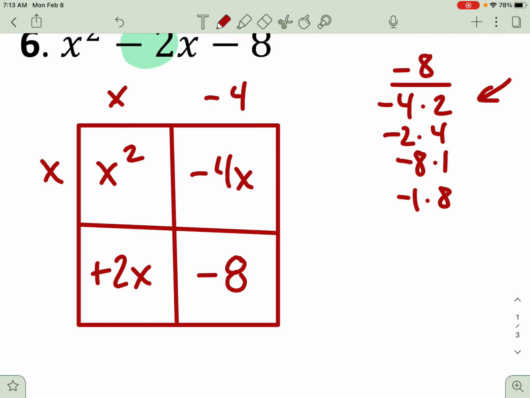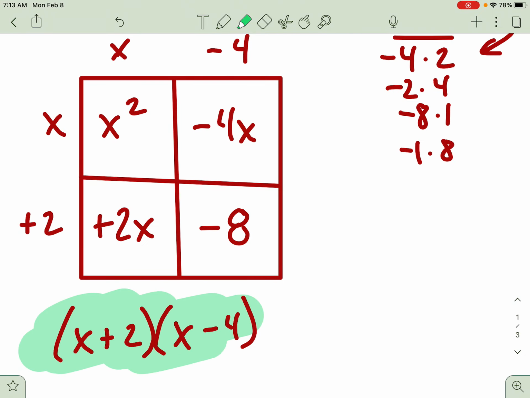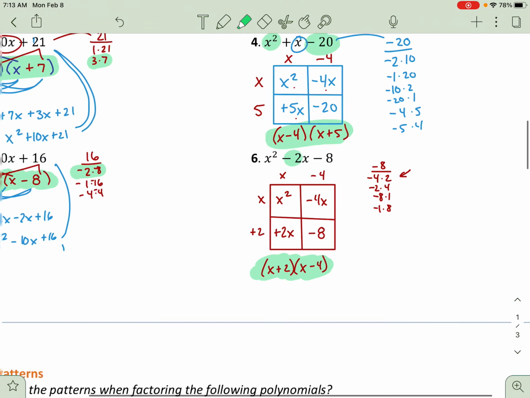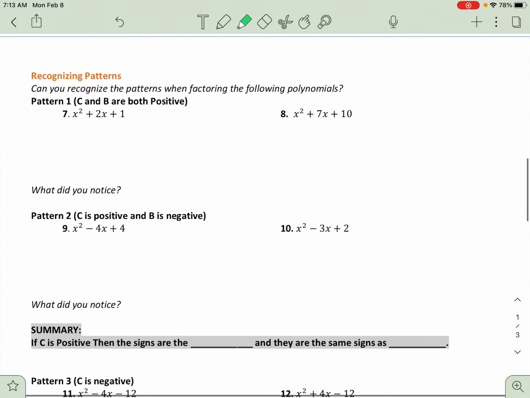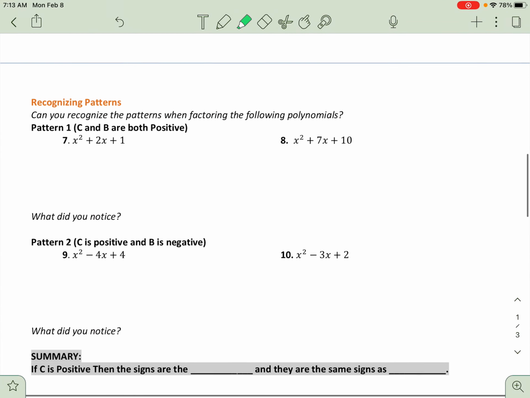Okay? All right, so what do they have in common? These two have a negative 4 in common. These two have a positive 2 in common. So our factors, x plus 2, x minus 4. Okay? All right. So let's continue.